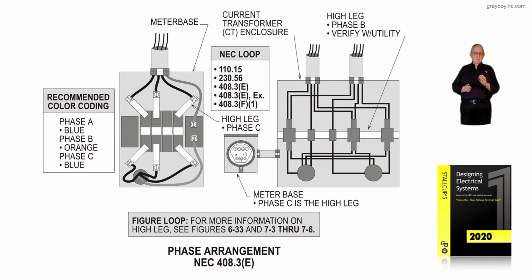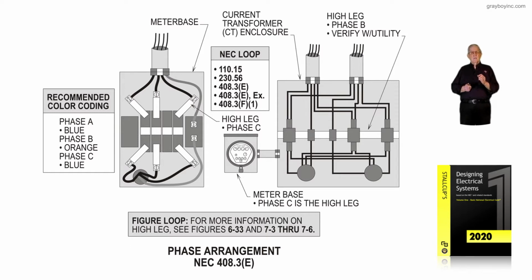Now, when you get into switchgear, switchboards, panelboards, and things like that, we go to 408.3(E), and then we also go to 408.3(E) as in Ed, and look at the exception, and then 408.3(F) as in Frank.